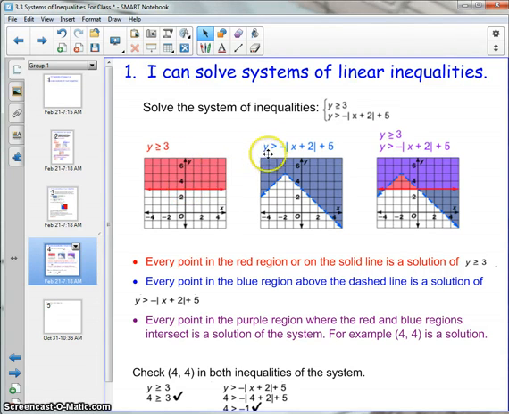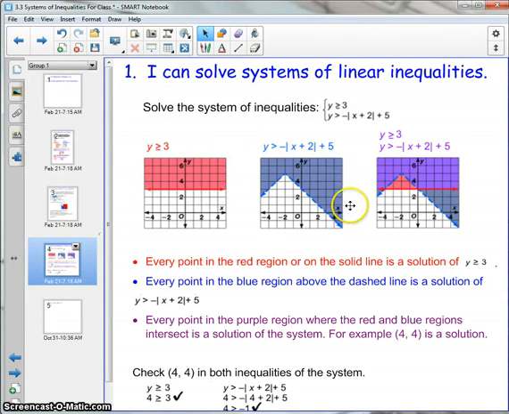Then for the second one, we have y is greater than negative absolute value of x plus 2, and then plus 5. So we know that the V shape of our absolute value is going to be pointing down because of that negative out front. And the plus 5 at the end will bring it up 5. So that's why our vertex is up here at 5. And this plus 2 means that we're going to the left 2. So we have our vertex, and you can draw that V. The slope is 1. And because y is greater than that boundary line, we shade above. And this boundary line is only a dotted line because it is only greater than.